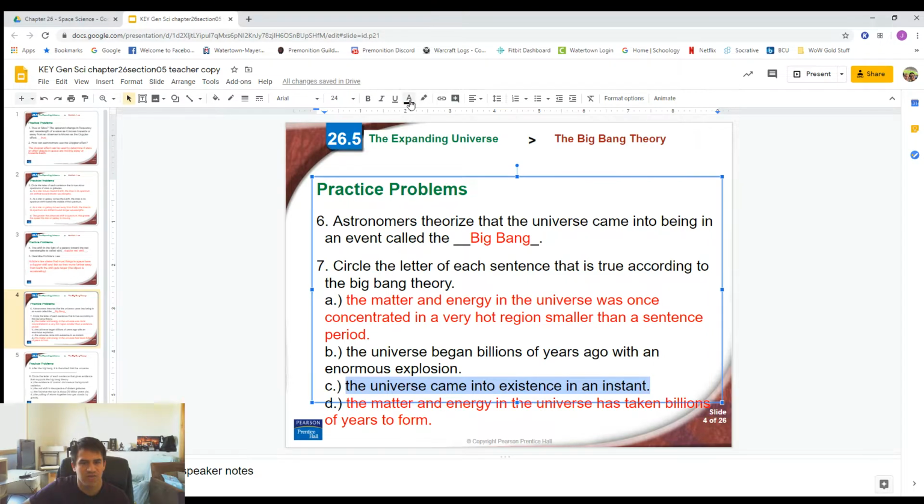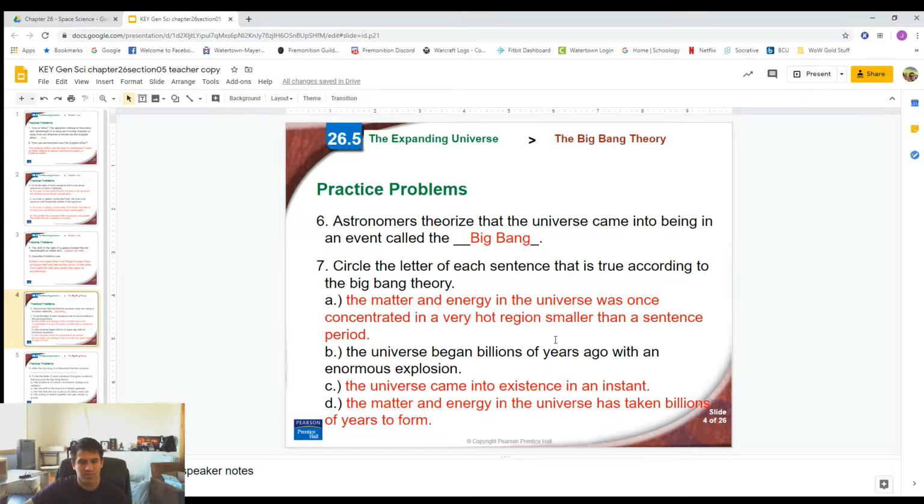I guess the universe came into existence in an instant, but all of the stuff in the universe, like stars, galaxies, planets, took a long time to form, but the universe itself came into existence in an instant. So we can say that one is maybe true as well, I guess. Some of these ones are maybe up for interpretation.